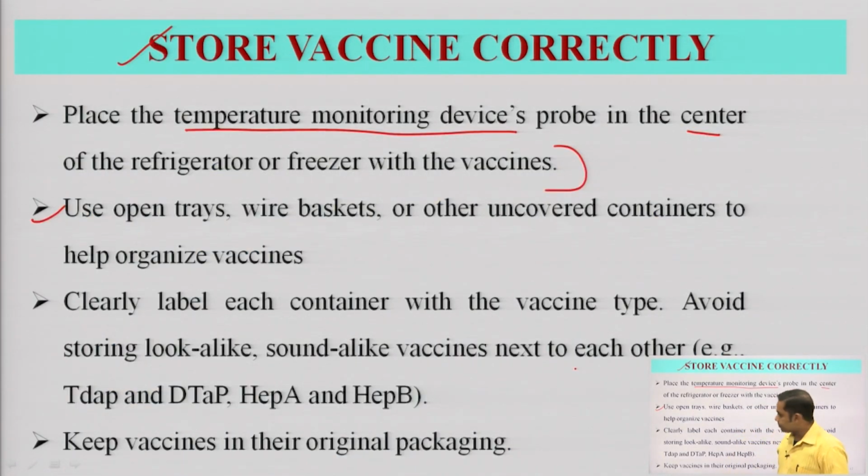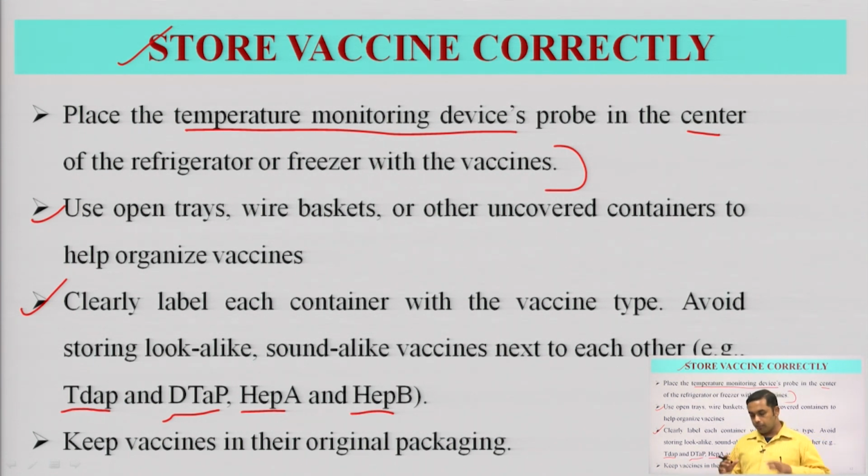Then you should clearly label each container with the vaccine type, and you should avoid storing look-alike or sound-alike vaccines next to each other. For example, Tdap and DTaP, these two vaccines are very similar by name, but they are different vaccines. Another example is hepatitis A and hepatitis B vaccine. You should not keep them in such a manner that you may get confused between their names. And keep vaccines in their original packing.